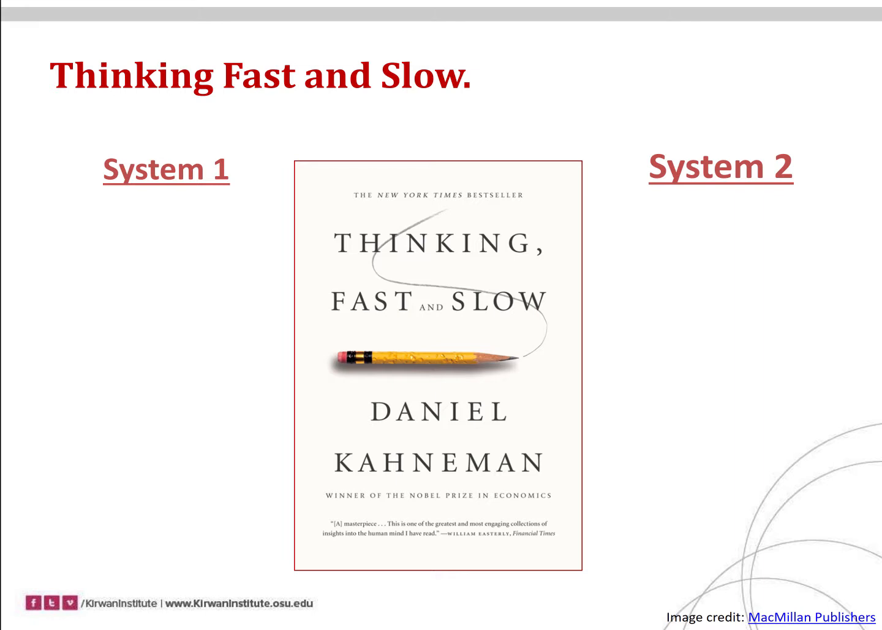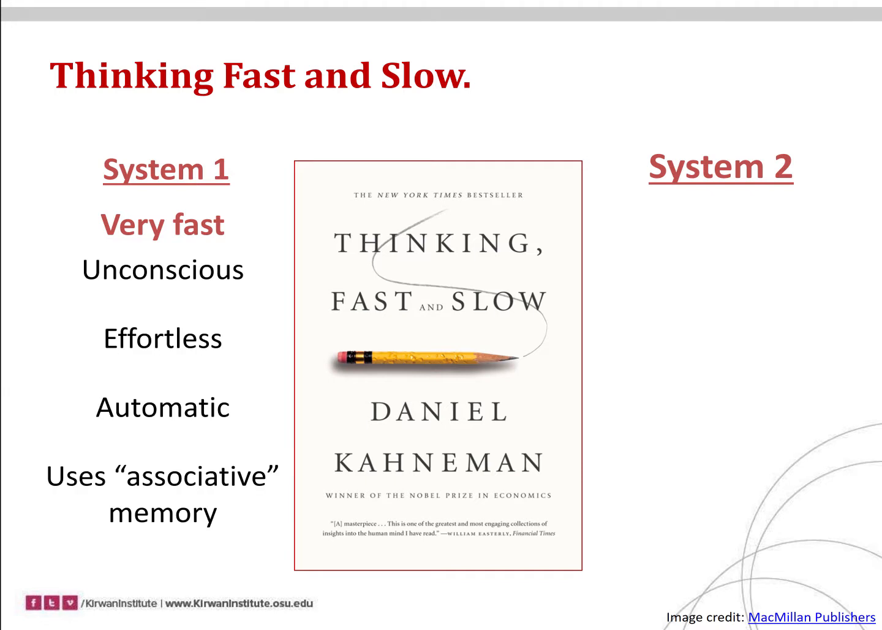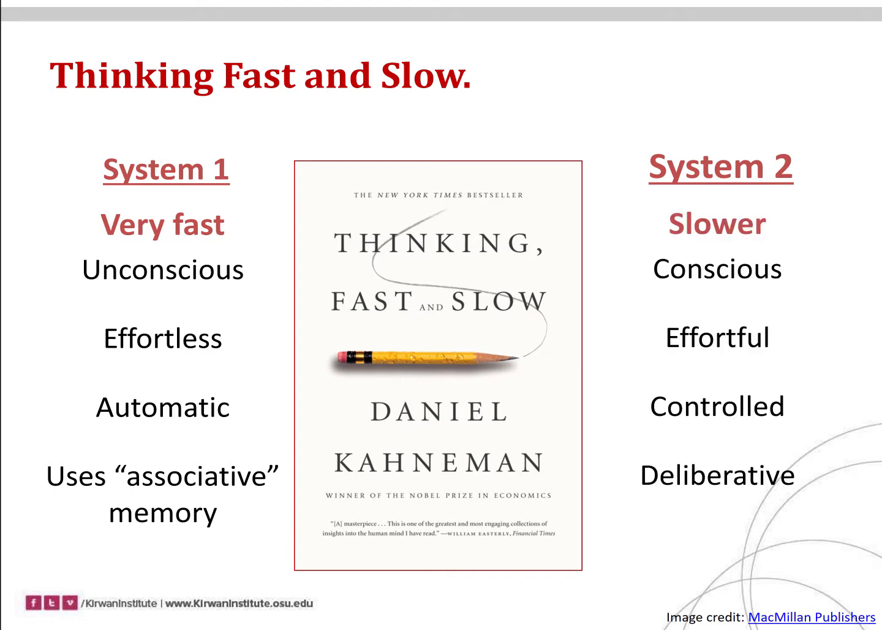As you can see, the major characteristics of the brain are reviewed on this slide. System 1 is very fast, unconscious, effortless, automatic, and uses associative memory. System 2 is slower, conscious, effortful, controlled, and deliberative.